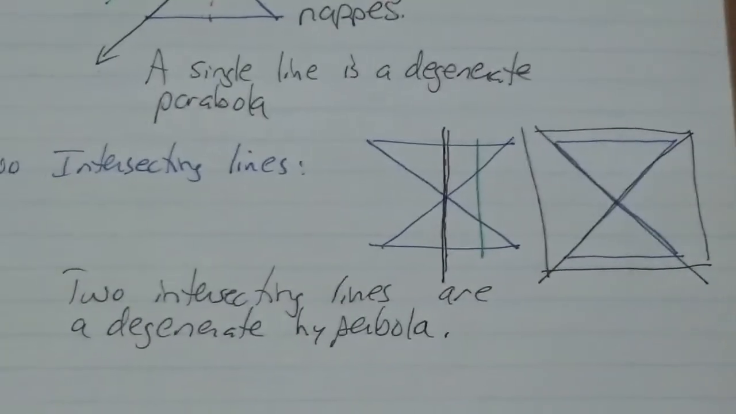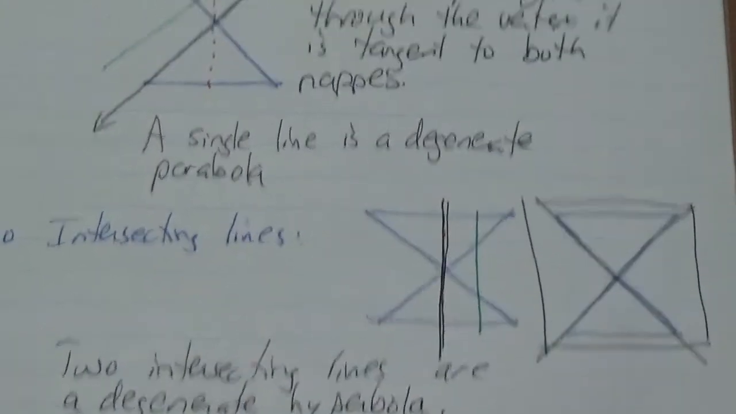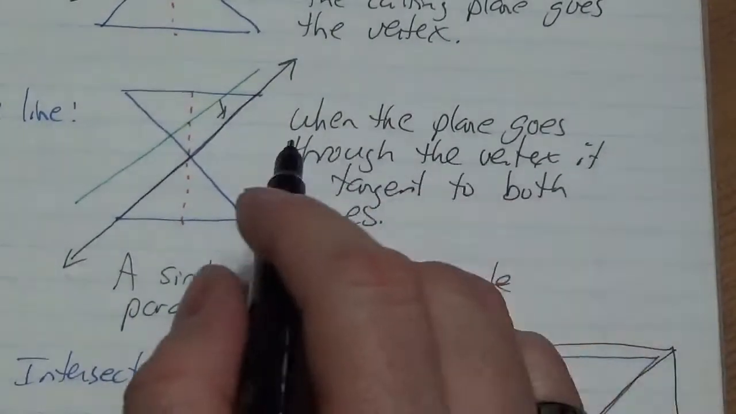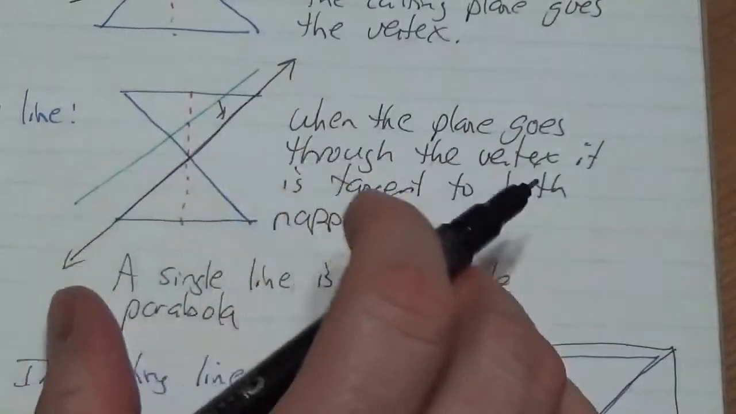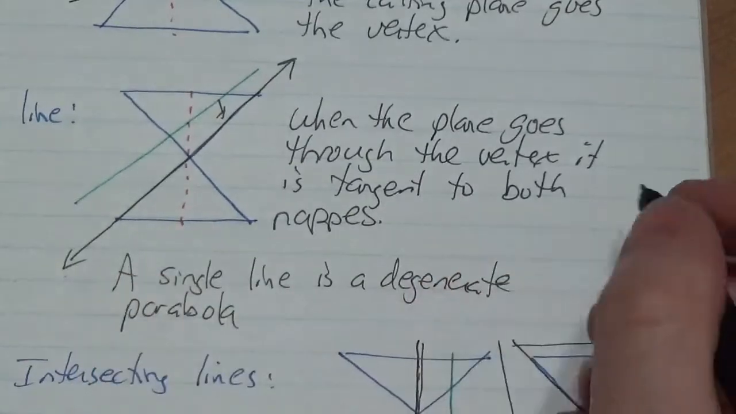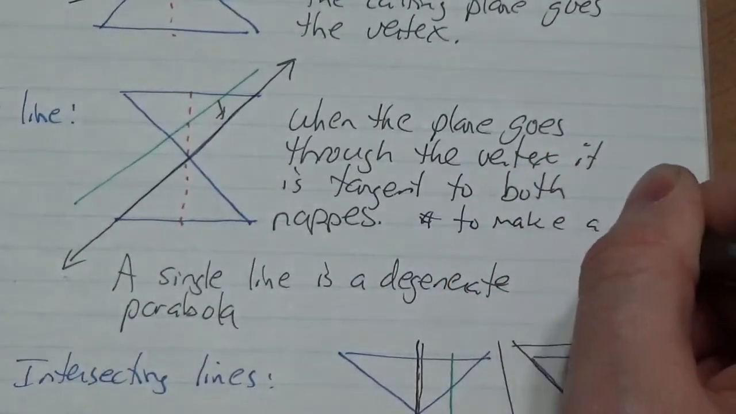Okay. Whoops. Yeah, that wasn't even on the screen. So two intersecting lines are a degenerate hyperbola. Now up here, I realize I should have said when the plane goes through the vertex, under the situation where we're creating a parabola. So this is here to make a parabola.